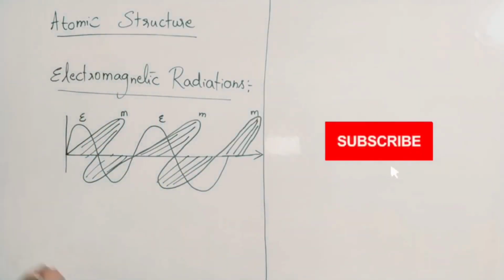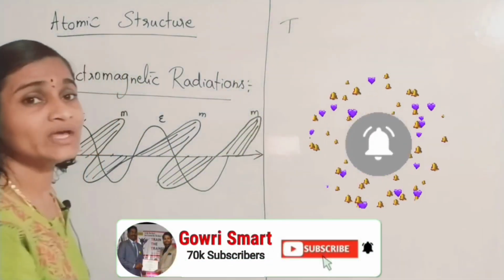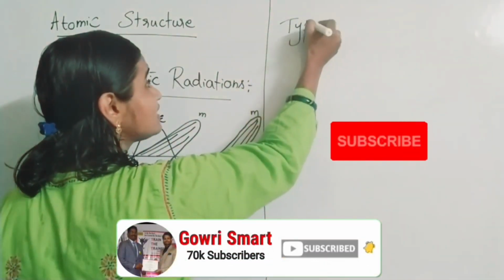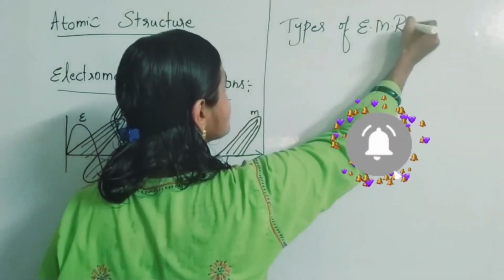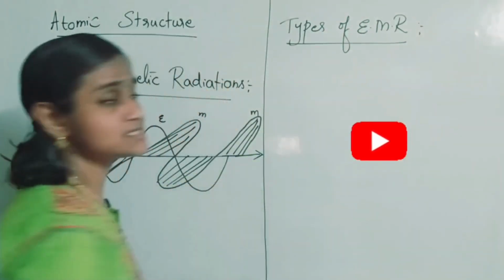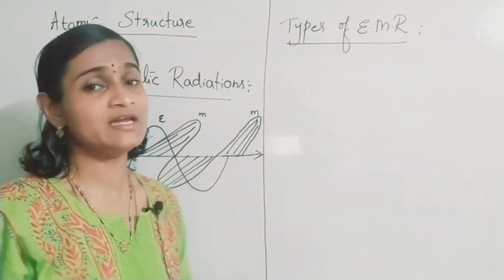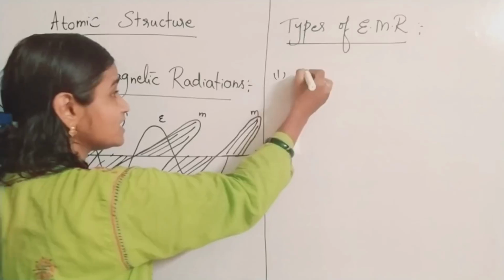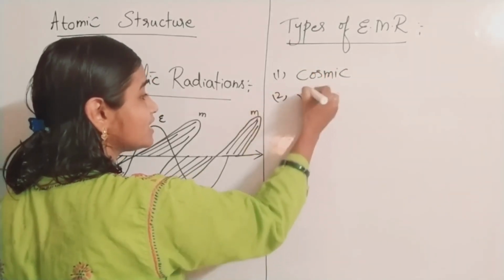So what are the different types of electromagnetic radiations? You have a lot of types of EM radiations. What are those? Cosmic rays, you know, cosmic rays. The second one is gamma rays.